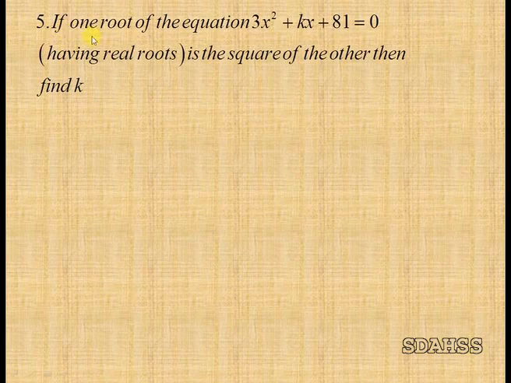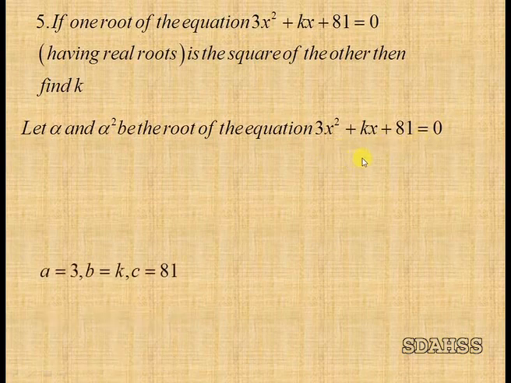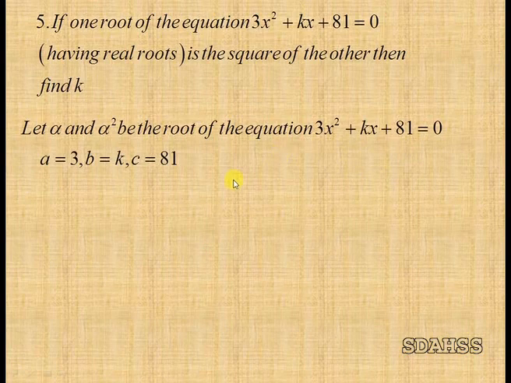Fifth sum: if one root of the equation 3x squared plus kx plus 81 is equal to 0, having real roots, is the square of the other, then find k. Here one root is alpha and the other root is alpha squared. So alpha and alpha squared are the roots of the equation 3x squared plus kx plus 81 is equal to 0. Here a is equal to 3, b is equal to k, c is equal to 81.